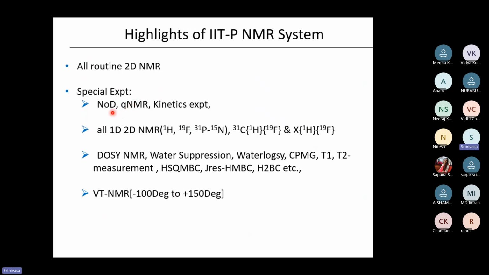Plus special experiments like NODI, non-deuterated NMR, you can do. QNMR, and kinetic experiments. Kinetics is basically a time-dependent experiment, or concentration-dependent, or any different parameter you want to vary, and you can check the experiment here. And all 1D, 2D experiments like proton, fluorine, phosphorus, nitrogen. And these are specialized experiments, as I mentioned. And a few new experiments like DOSY NMR, and water suppression experiments, WaterLOGSY.